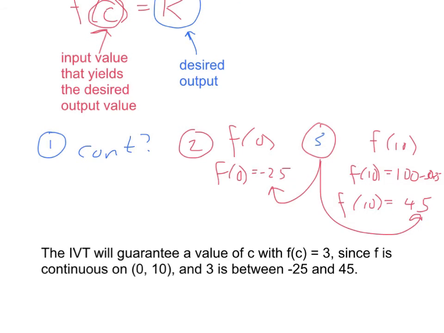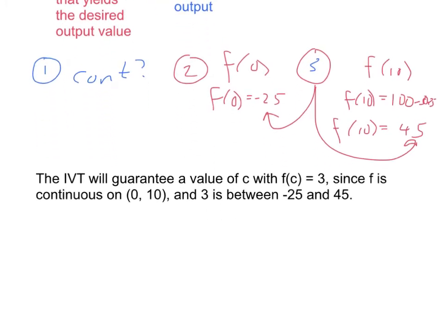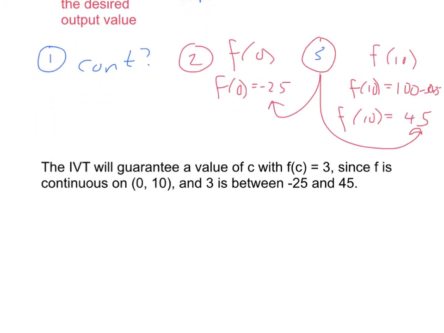Just like I did in the previous video, I'll write this out in a complete sentence. The intermediate value theorem will guarantee a value of c with f of c equal to 3 because f is continuous and 3 is between my two output values. So now how do we find c? It's actually a really straightforward thing. We just need to set f of c equal to 3.